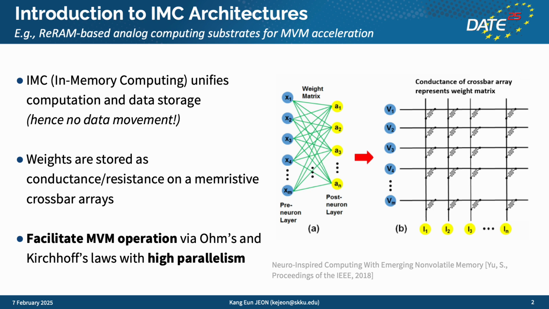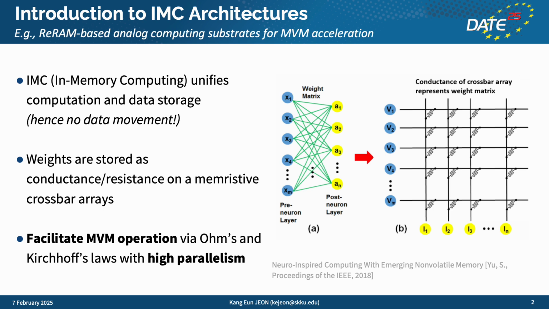Analog IMC architectures leverage non-volatile memory crossbars, such as ReRAM-based arrays, to efficiently execute matrix vector multiplications. As shown in the figure on the right, the input of the neural network is fed into the IMC array as voltages. Subsequently, a current flows through the memristors following Ohm's law, thereby performing multiplication operations.